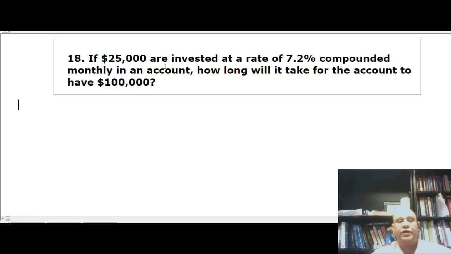So here we've got $25,000 invested at a rate of 7.2%, compounded monthly in an account. And then it asks how long it will take the account to have $100,000. So the rate is how much? 7.2. When we divide it by 12, the monthly rate is 0.006. Am I clear?